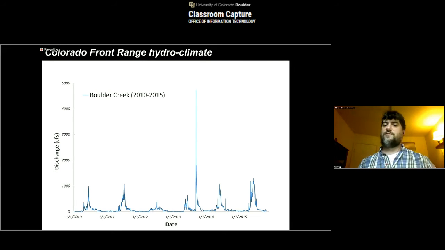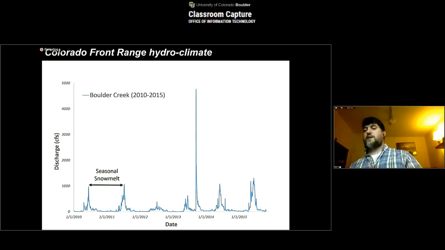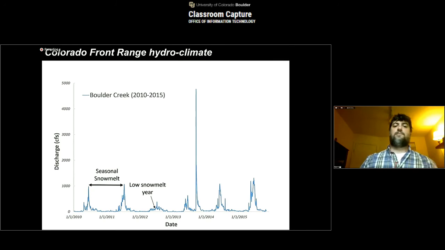Hopefully you can see a few things that look regular and a few things that look odd. The first is you see seasonal snowmelt, right? So that's what these pulses are going on. Every year we get a snowmelt signature. Some years we have low snowmelt, and sometimes we'll get rain on snow events. So a lot of these spikes that are sitting on top of that seasonal signature are actually rain on snow events or extreme melt events in some cases.